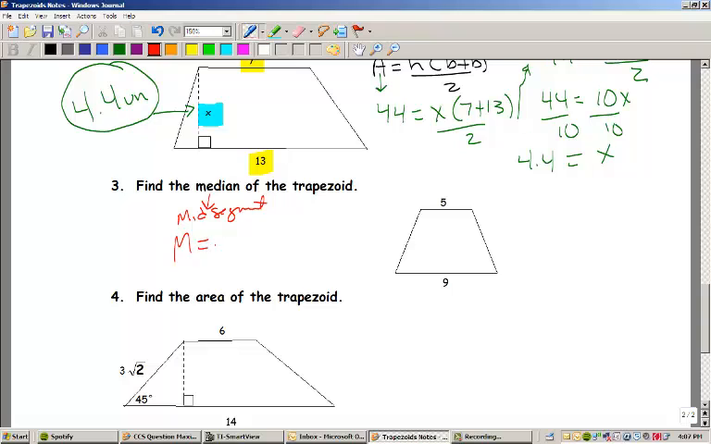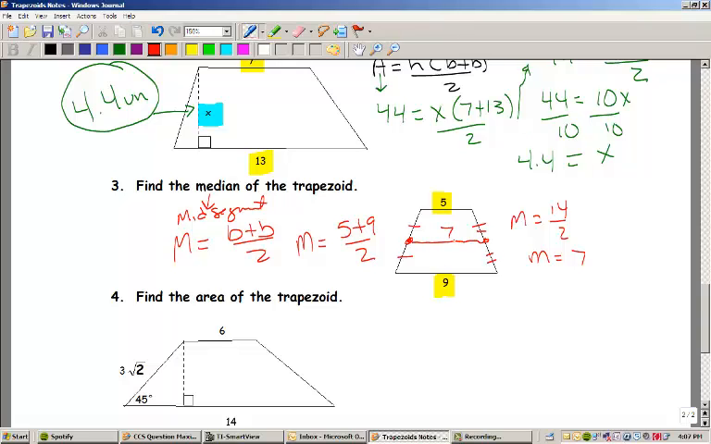So from above, the formula is base plus base over 2. And the nice thing is I do have my two bases given to me. So I got the midsegment to be 5 plus 9 divided by 2. So my midsegment is going to be 14 over 2, and that just turns out to be 7. So if I was to find that midpoint, connect them, it's the average, that is 7.